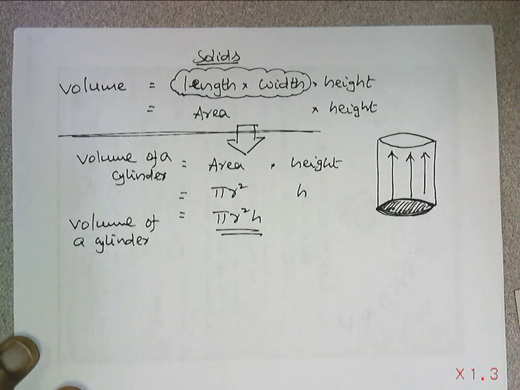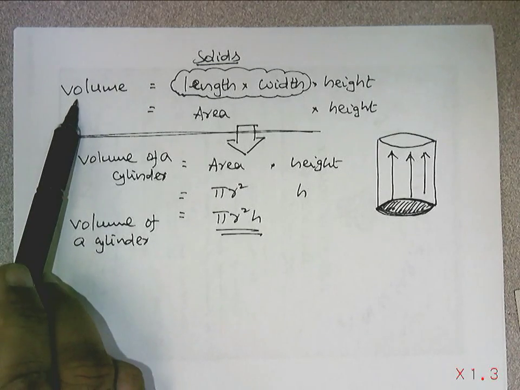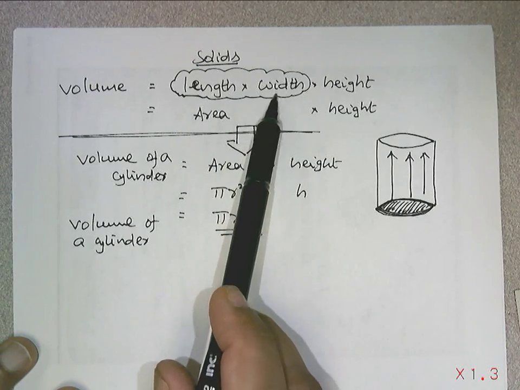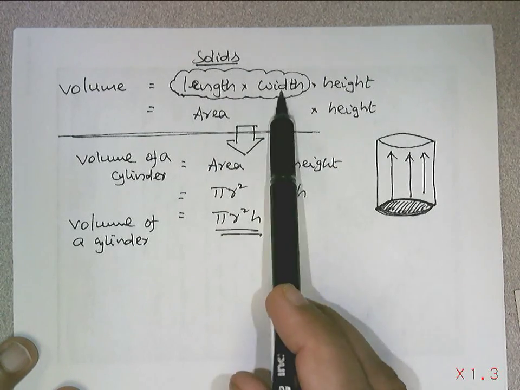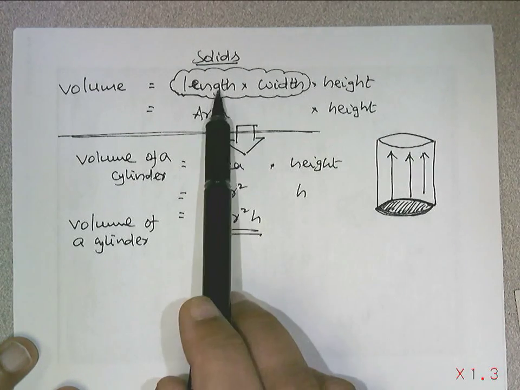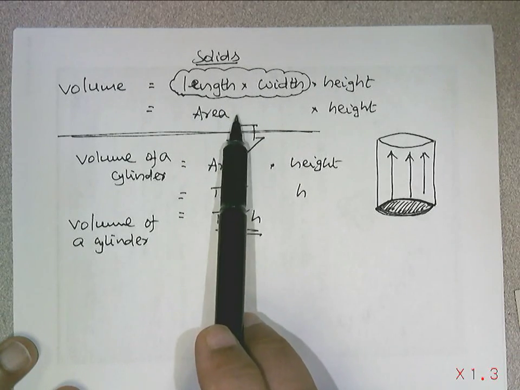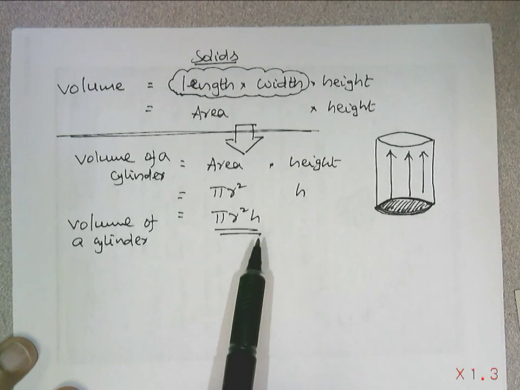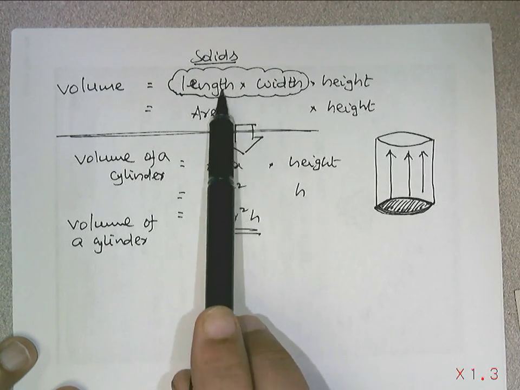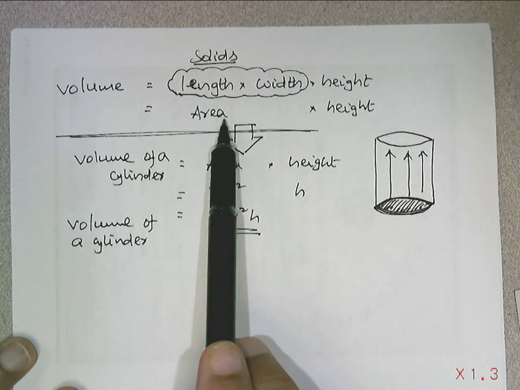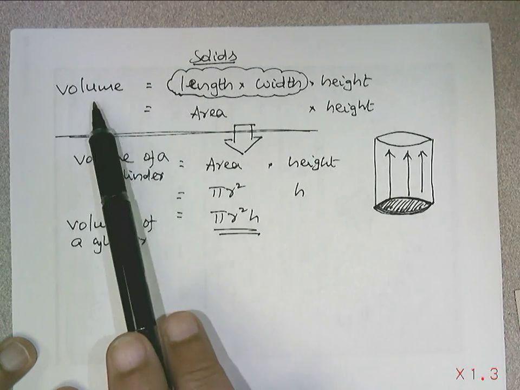I repeat, when we talk about volume, immediately the idea of length times width times height comes into our mind. Length times width is nothing but area. You might read that the area of a rectangle is equal to length times width. The same thing is taken. Here area into height gives us volume.